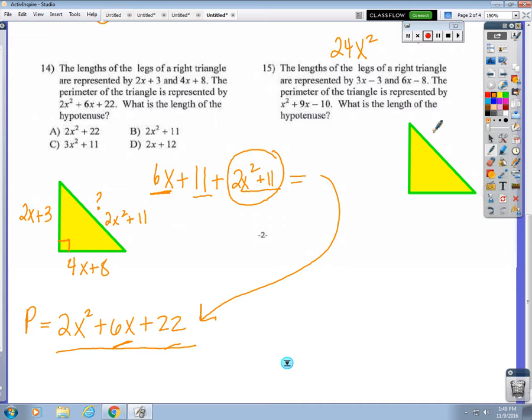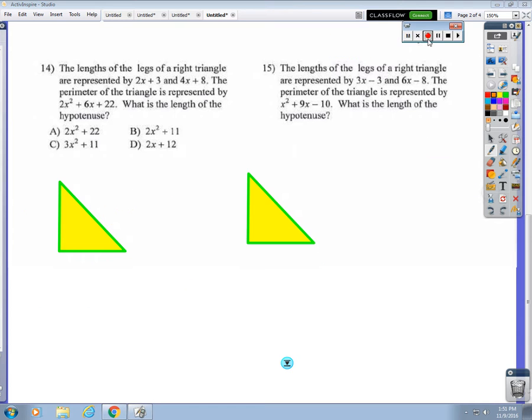Okay, now try number 15. See if you can do one like that by yourself. Okay, the lengths of the legs of a right triangle are represented by 3x minus 3. Now keep in mind that could have been written on this one. And 6x minus 8. The perimeter is x squared plus 9x minus 10.